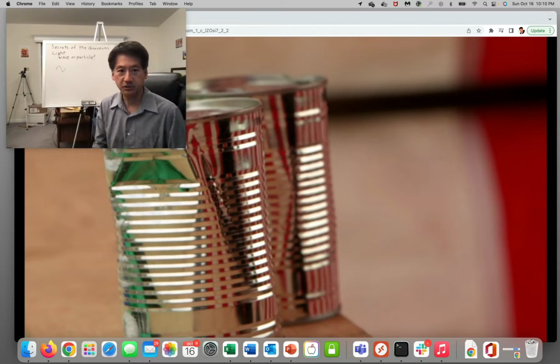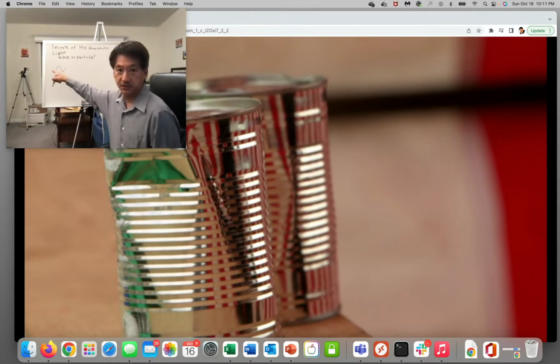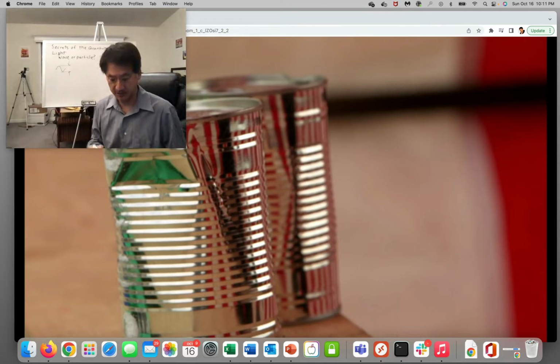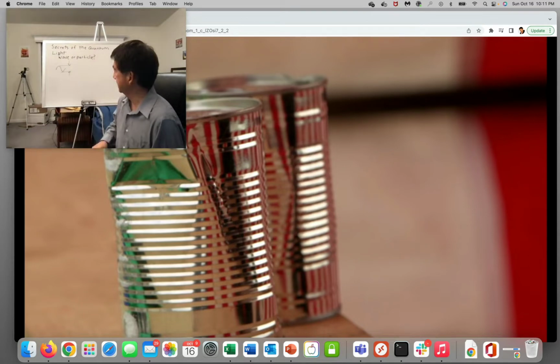Now, in order to explain why the red light can't knock over the cans, but the blue light can, I'm going to say we only have to make one assumption, and that is that for all light, the amplitude, the distance between the top and the bottom of this wave here, is identical for all light waves.